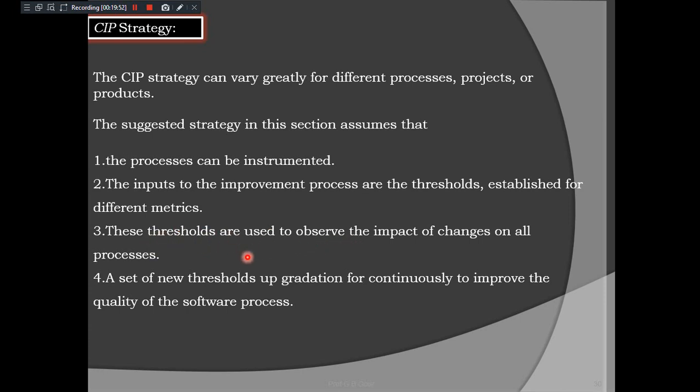Remember here, these thresholds are used to observe the impact of changes on all processes. To what extent these thresholds or objectives are met by each of these processes will have a significant impact on its corresponding or adjacent processes' activity. Hence, a group of new thresholds, upgraded continuously to improve the quality of the software process, is now established. By this, we are able to establish the new threshold that you are observing now in the last figure. Finally, we are getting one final threshold from the customer satisfaction parameters that will be established. Okay, so this is how you can explain the CIP, continuous improvement program, software strategy up to this point. We will now stop.